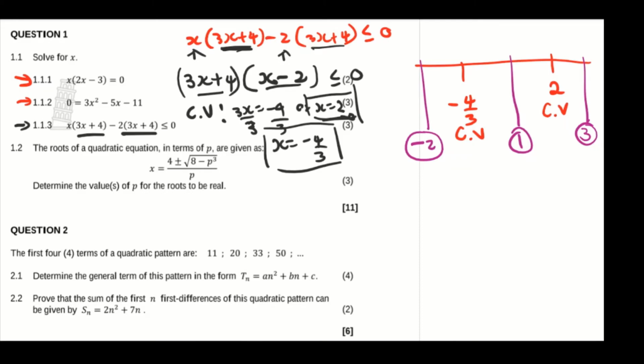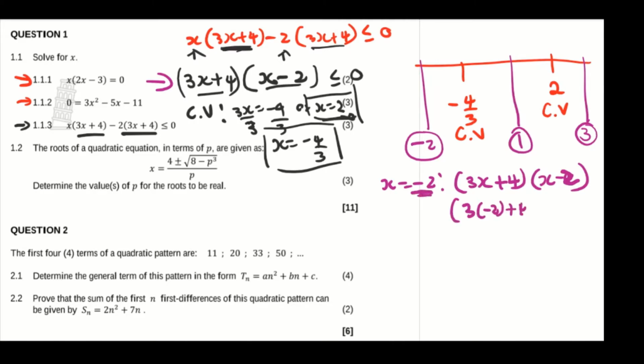You're going to test it. How do you test them? You substitute them in this equation here. So let's say, for example, x is equal to minus 2. So you're going to go to this equation and say, okay, fine, I have 3x plus 4 and x minus 2, sorry, right? And then you're going to substitute this minus 2. So meaning you have 3 into minus 2 plus 4 over minus 2, right?